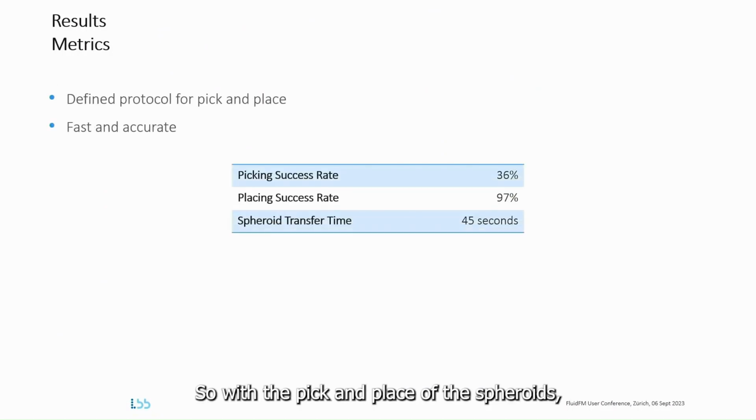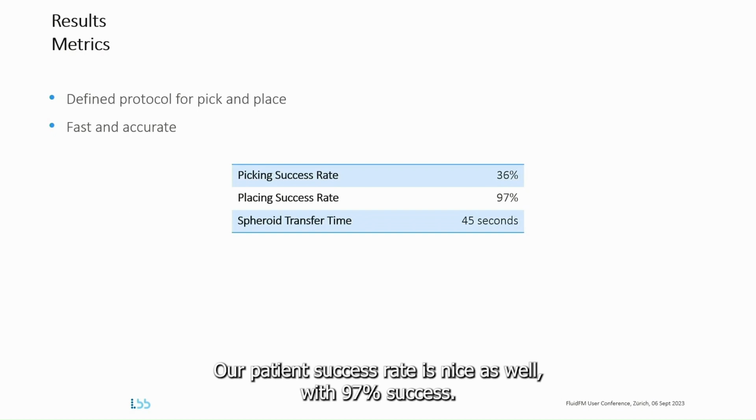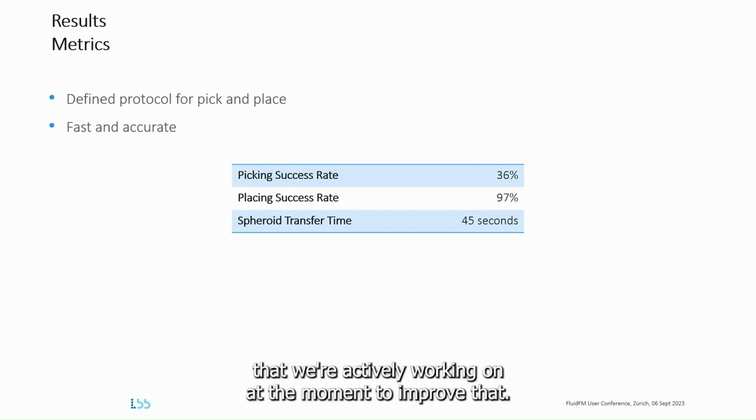So with the pick and place of the spheroids, it's a little bit slower than the cells. Our placing success rate is nice as well. We've 97% success. Our picking rate is also not as great, but it's something that we're actively working on at the moment to improve that.